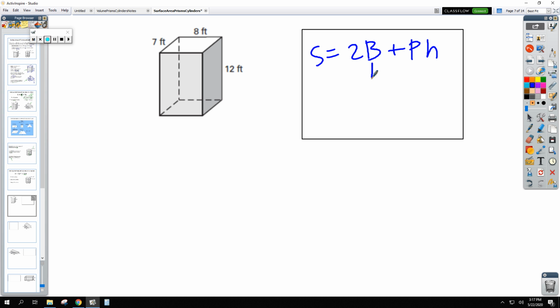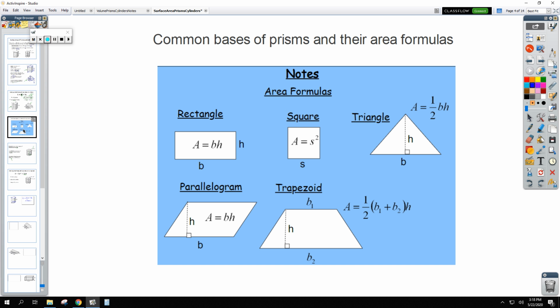The B part represents the area of our base. Well, what kind of base do we have here? Again, identifying the bases, the two congruent parallel faces. These happen to be rectangles. So we need to replace the B part in our formula here with the area formula for a rectangle, which, if we go back to the notes, is base times height.